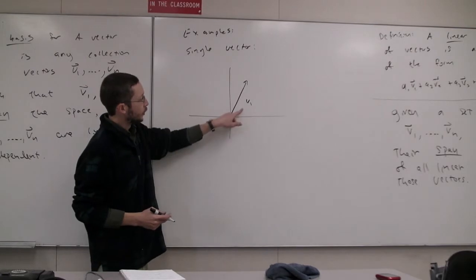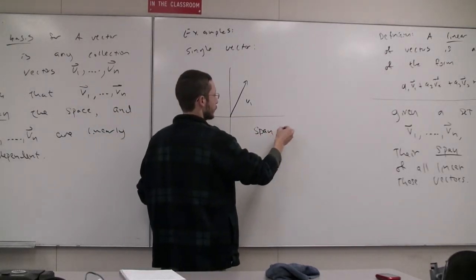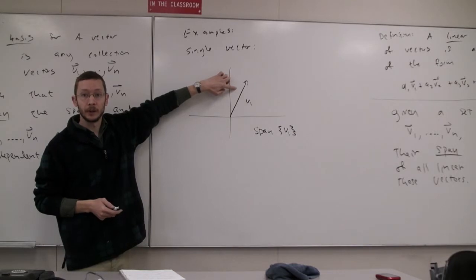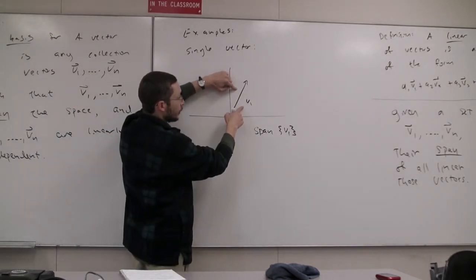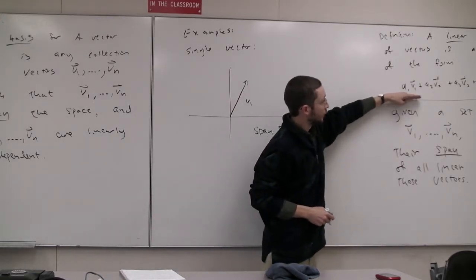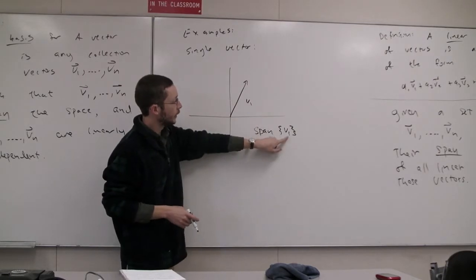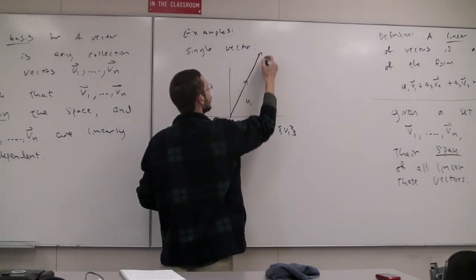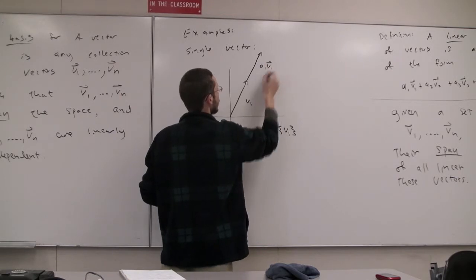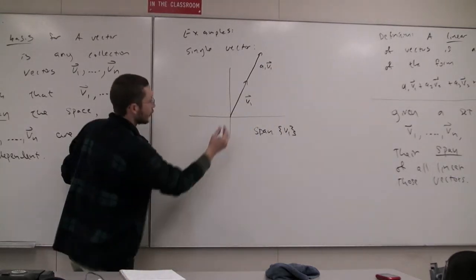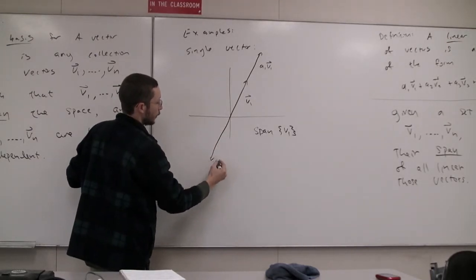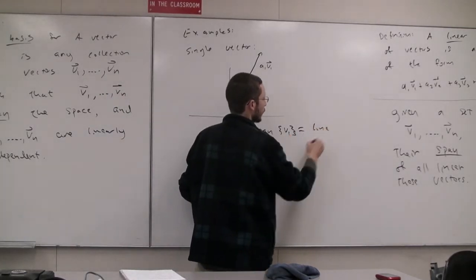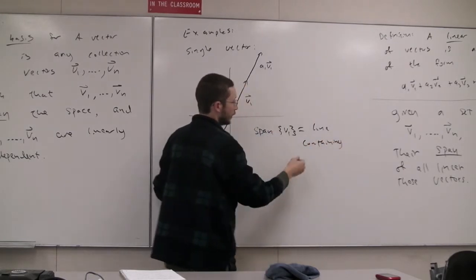Then clearly, the span of V1 is going to be all constant multiples of this, because the span is obtained by taking all linear combinations. Well, that just says take multiples of the vectors in your set, so that's just taking constant multiples of this vector, right? So the span is just going to be all vectors in the same line as V1. So this would be a2 times V1. So the span is just the line containing V1.